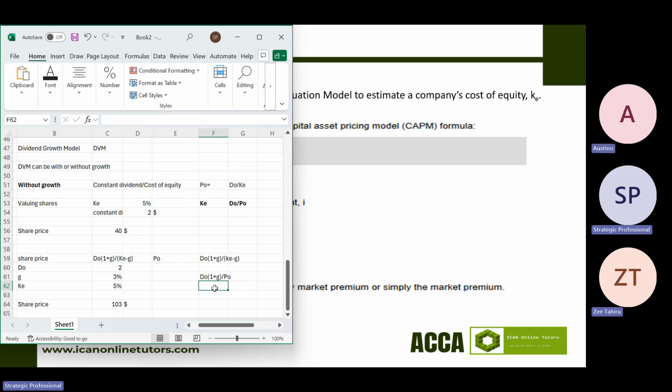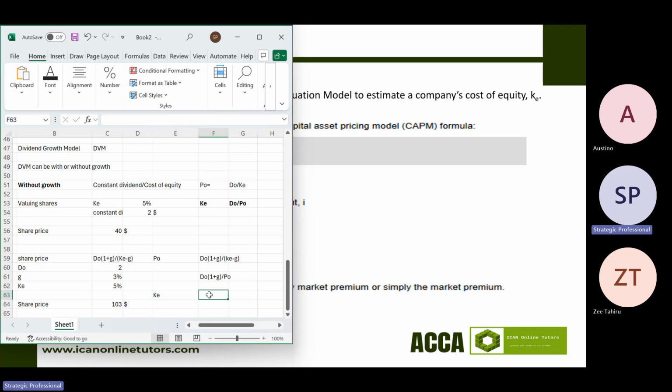Is that correct? Is that the final answer? No, that's not the final answer. So if I go to get KE, this is what your KE will be.